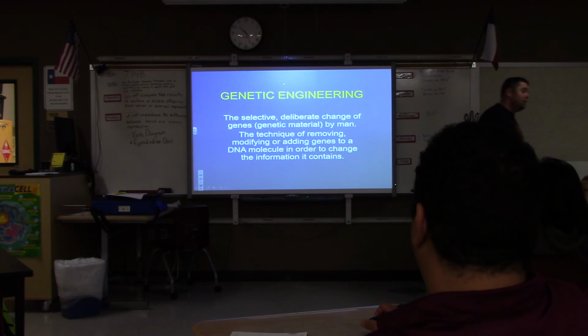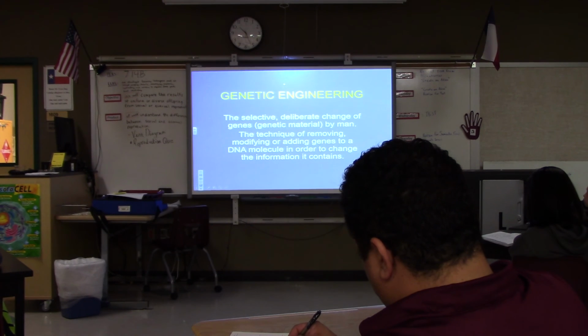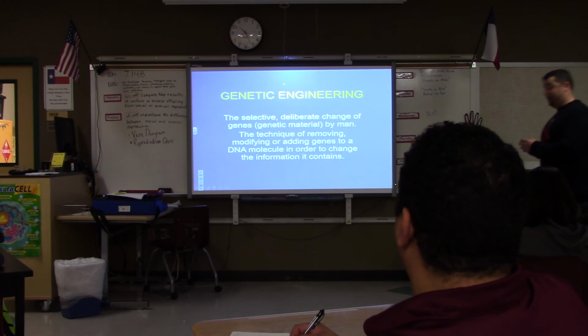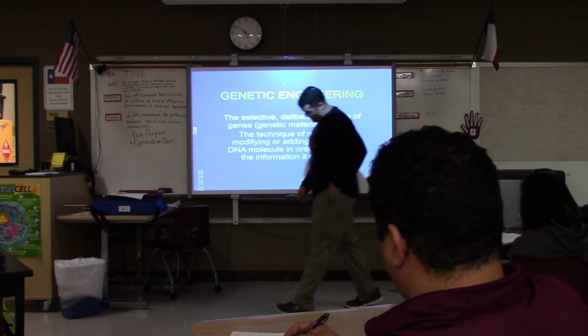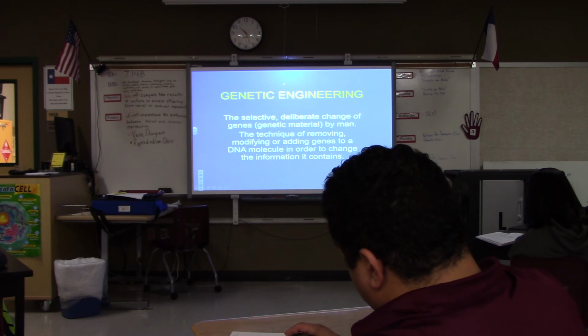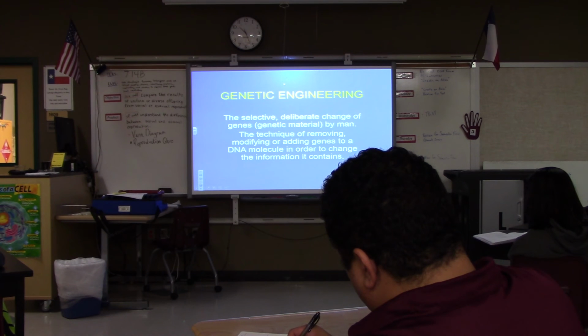Okay, you have genetic engineering. So that was selective breeding. That was just taking two different types of animals and having them breed. Genetic engineering is more in a laboratory, where they take DNA out of one animal and inject it into another animal, or they'll take DNA out of one plant and inject it into another plant. So you have selective breeding, which is human involvement. This one here is more like scientific involvement. It's all done in a laboratory.